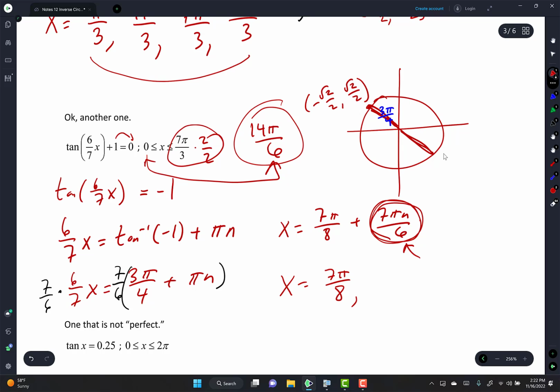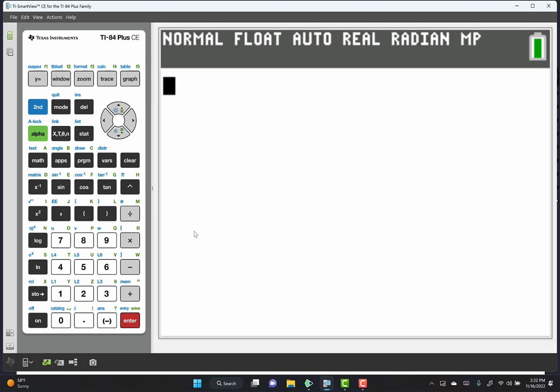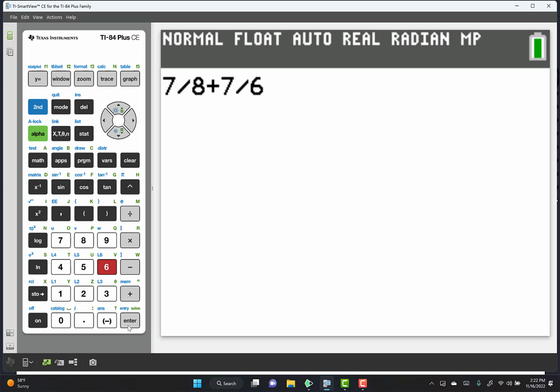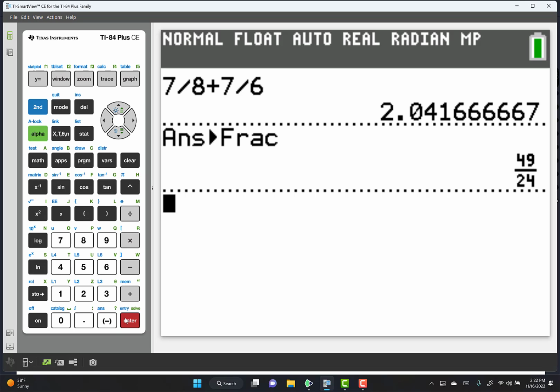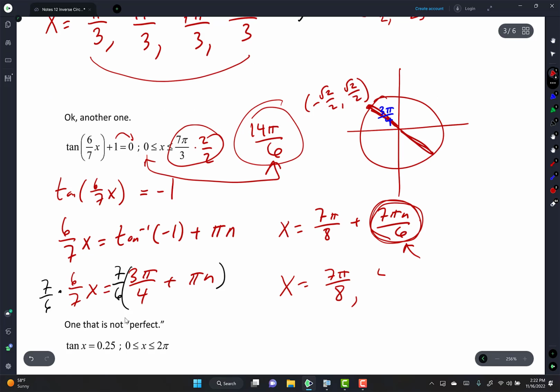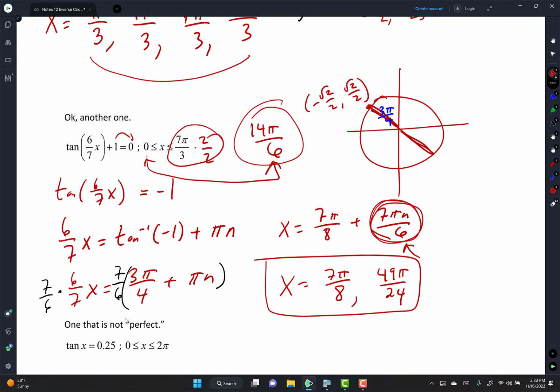The next answer, go ahead and add 7/8 plus 7/6. You can do a common denominator if you want. Times 6 times 6 times 7 over 7. I'm just going to tell my calculator here. 7/8 plus 7/6, and I'm going to push enter. I'm going to turn it into a fraction. And there it is. 49 pi over 24. And that's it. You're done. Those are the only two. Do you see how we did it, guys? Okay.